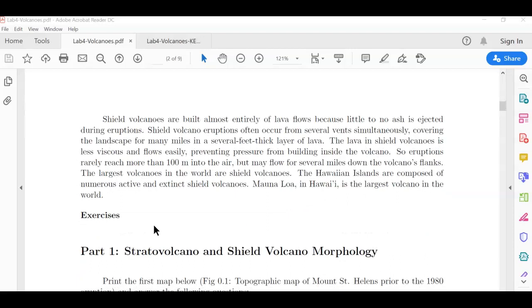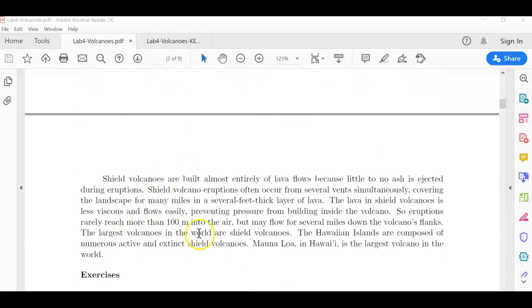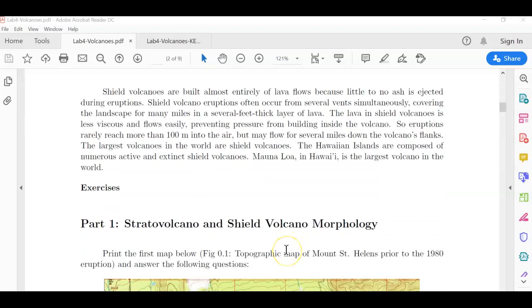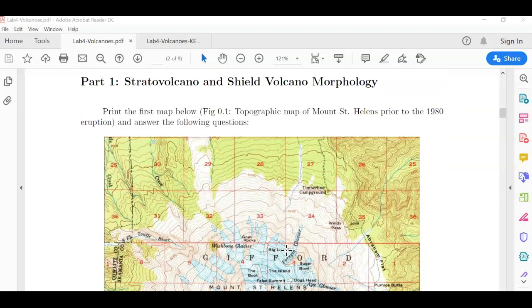We're going to be dealing with 2 main volcanoes. One is a stratovolcano, namely Mount St. Helens, and the second one is a shield volcano, namely Mauna Loa, which is in Hawaii. So read through it.